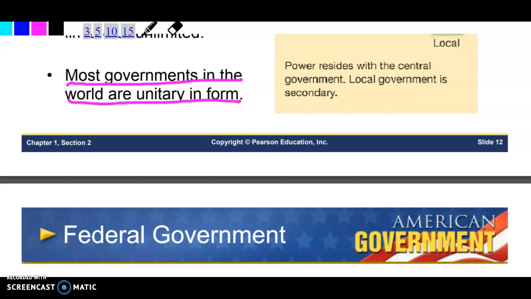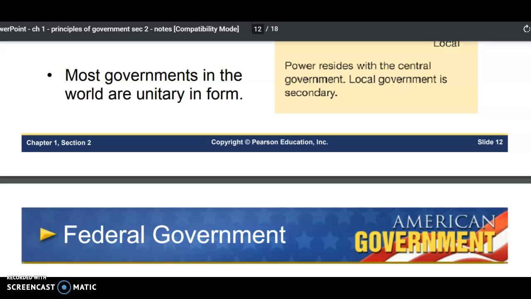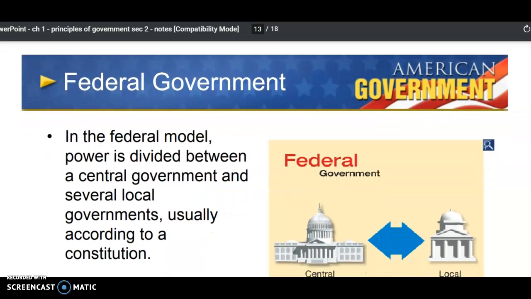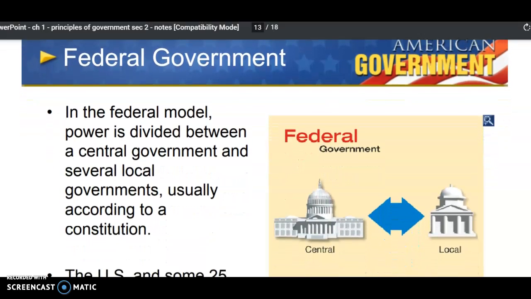Power resides with the central government and the local government comes second, which is the United States government. We have a federal government, which is in charge of the entire country. And we have a state government, which is in charge of the state that we live in.